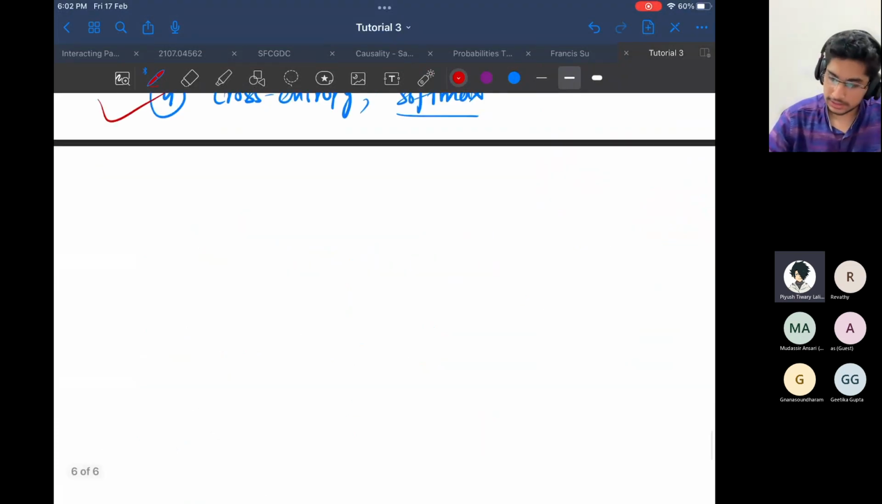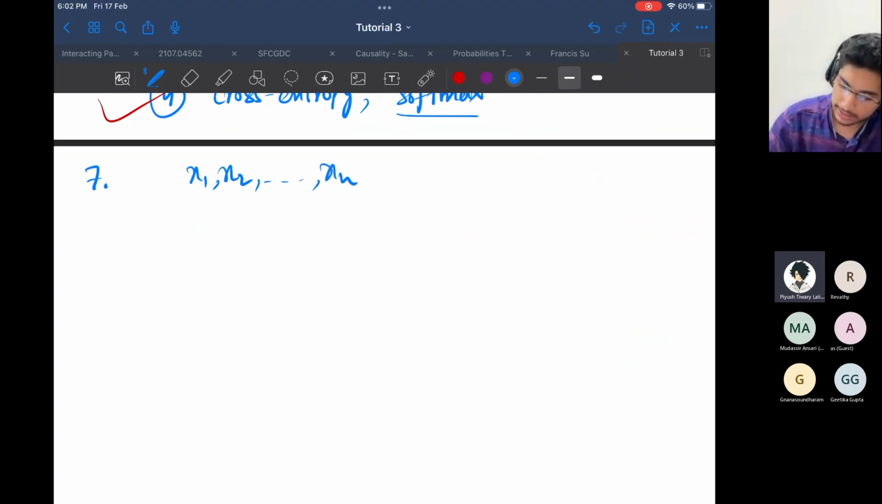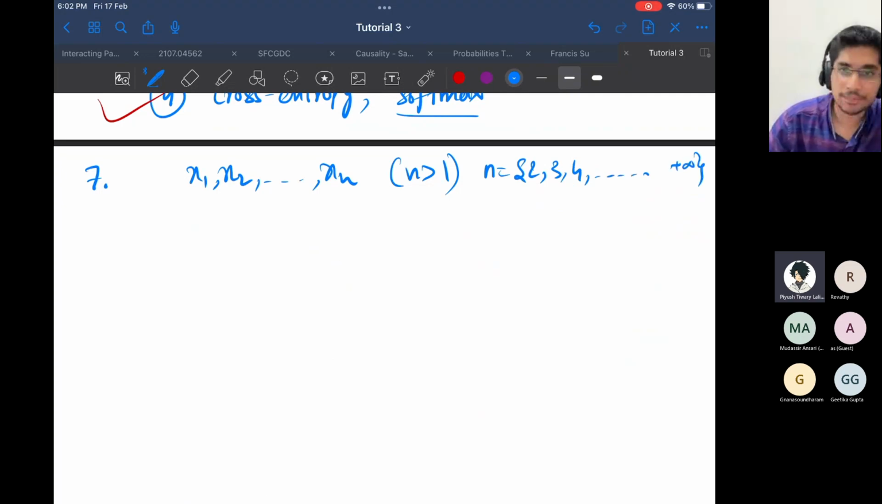Okay. What is the seventh problem? The seventh problem is the probability of all events x1 to xn. So there are some events x1, x2 till xn, where n is greater than 1. If n is greater than 1, what can n be? n can be 2, 3, 4, whatever, up to infinity. What can you say about the entropy H of x of that system? And the base is log 2.